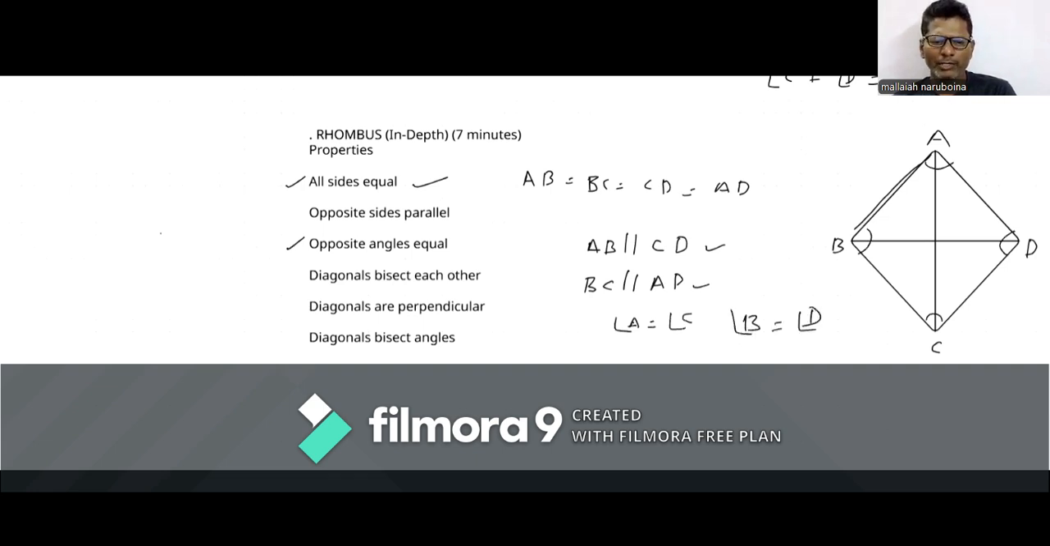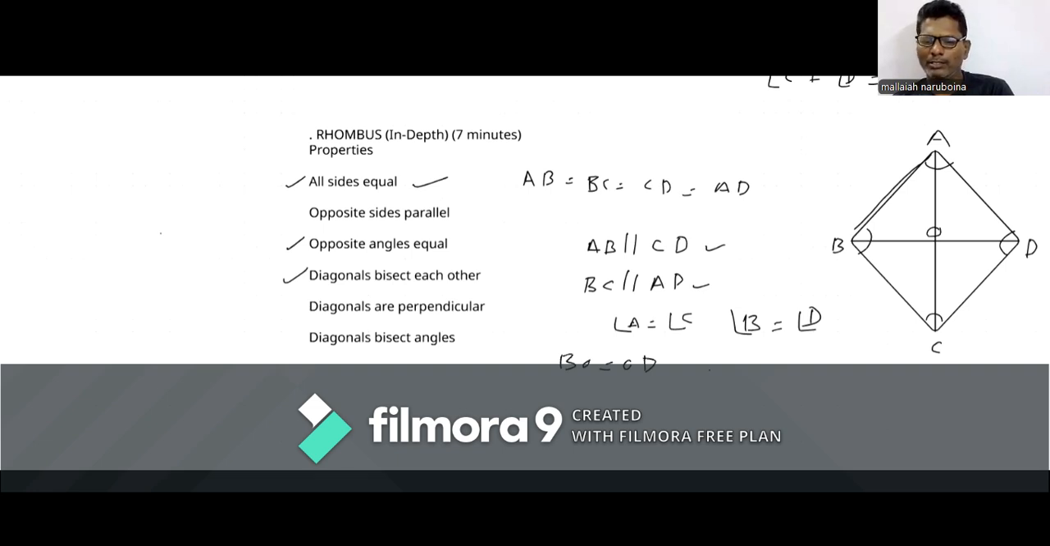Then diagonals bisect each other. So here this point say O. In this case BO is equal to OD. Similarly AO is equal to OC.